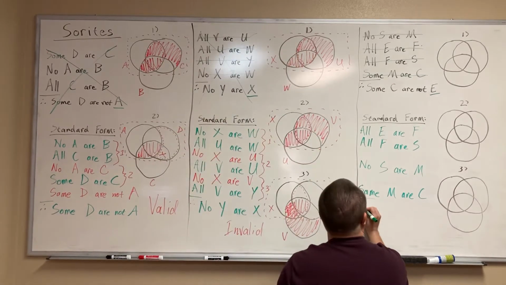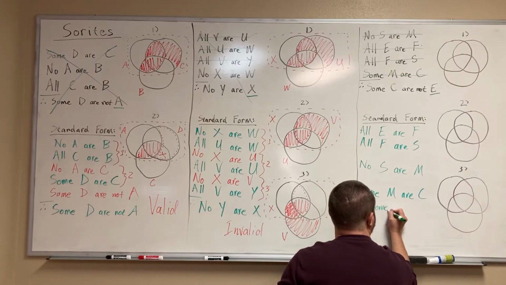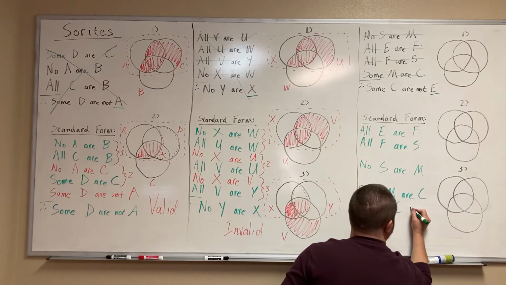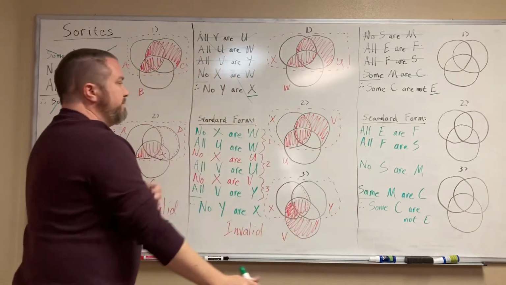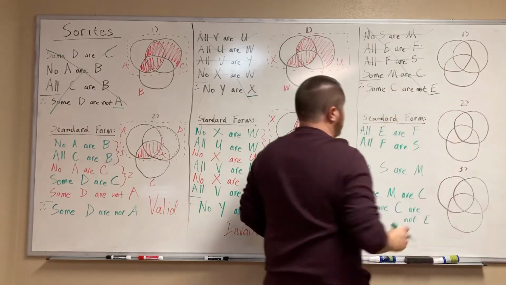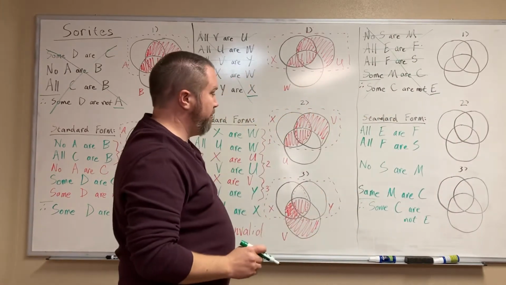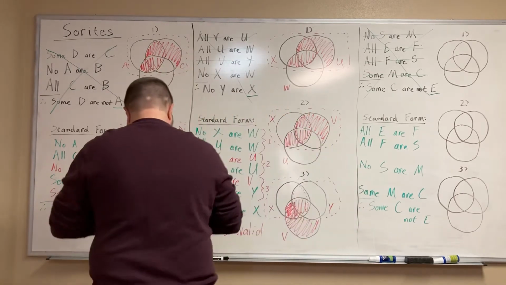We carry down the conclusion, which is some C are not E. Carry this down a little bit. Some C are not E. So we're done with the original setup now. We're looking at standard form. So let's switch to the red.